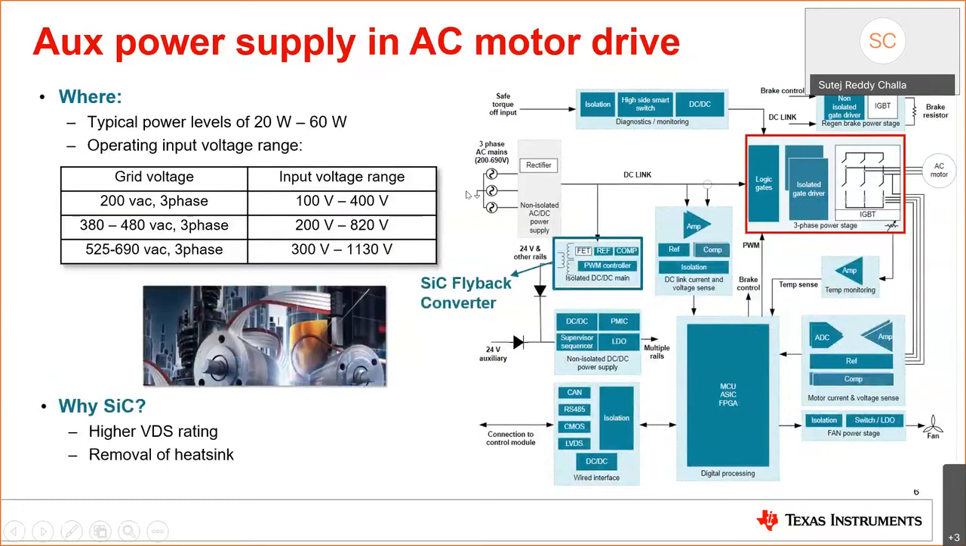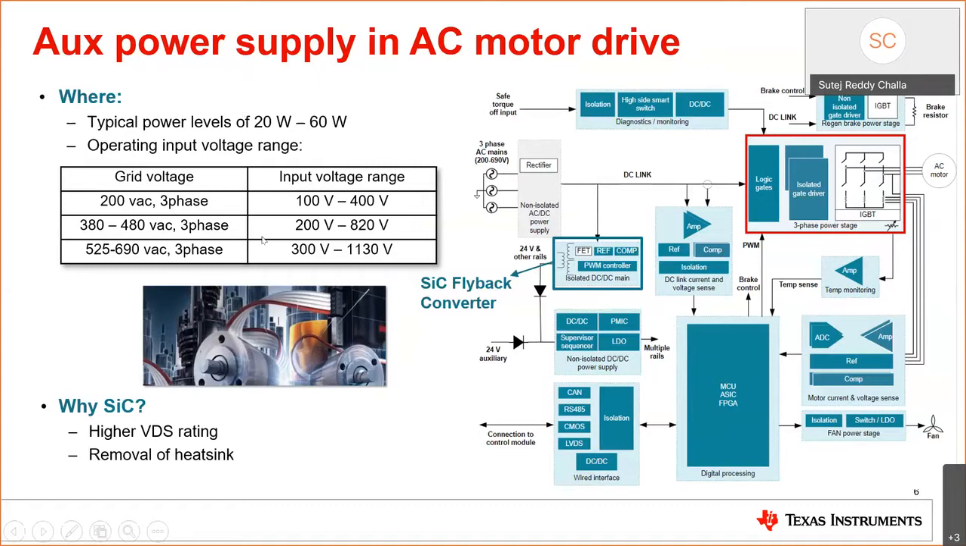And another application use case is AC motor drives. So here is the block diagram of the AC motor drive. Again, in order to meet the DC voltage requirements of electronic loads and the gate driver power supplies of the main inverter driving the AC motor, this auxiliary power supply is realized using a flyback converter.